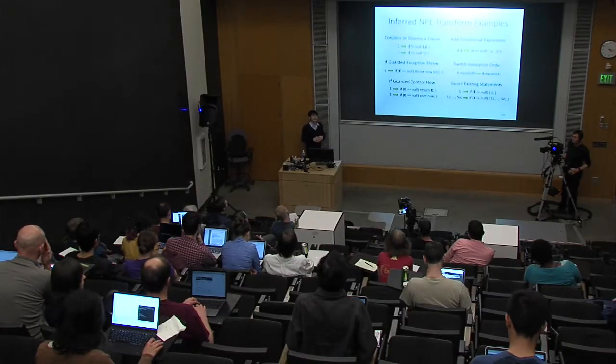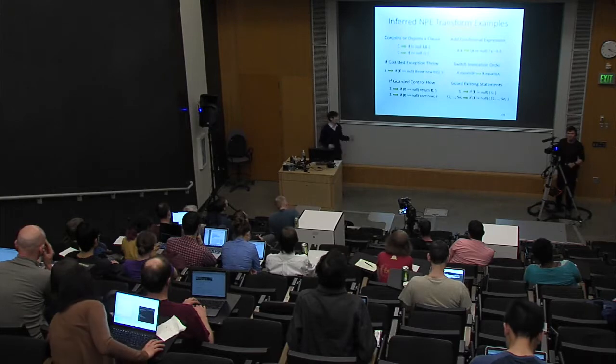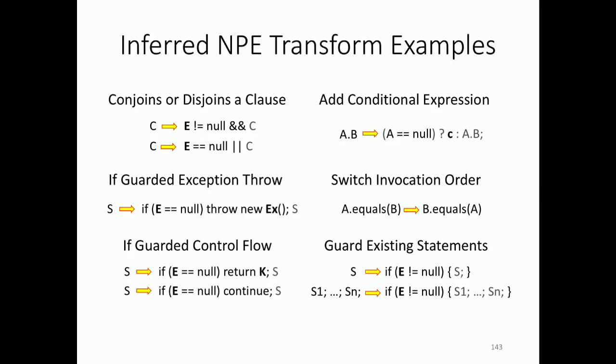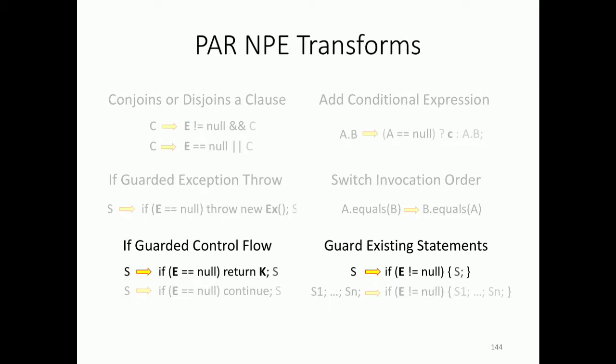So here is a slide that summarizes a high-level template that Genesis inferred for null-pointer exception errors. Without any heuristic knowledge about what NPE errors are, just by looking at the developer patches in the past, Genesis managed to find out that it is useful to conjoin the disjoint class, add if-guarded exception flow or control flow statement, guard a conditional expression, guard an existing statement, or switch invocation order to fix NPE errors. In comparison, PAR transforms only do add if-guarded return statement or guard a single existing statement.